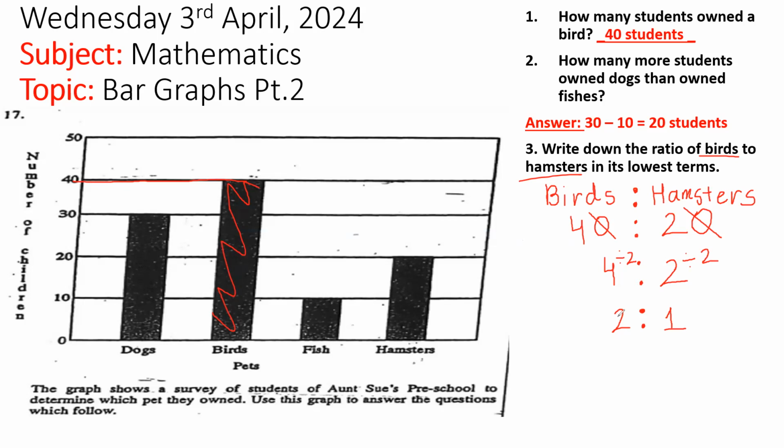The question says, write down the ratio of birds to hamsters in the lowest term. On the chart, it shows that birds are 40 and hamsters are 20. So the ratio of birds to hamsters is 40:20. And if you simplify 40:20, 2 could go into itself once and 2 could go into 4 twice. That's how you get 2 and 1. Very good, 2:1, thank you.